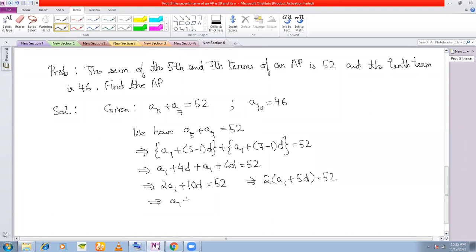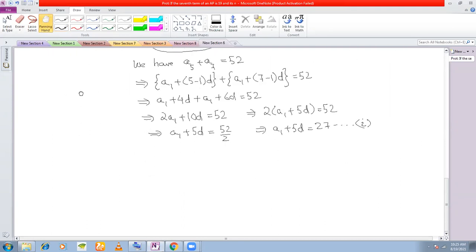We are getting A1 plus 5D is equal to 52 by 2. A1 plus 5D is equal to 26. This is our equation number 1, which we have got from this condition. We now use the next condition. A10 is equal to 46.